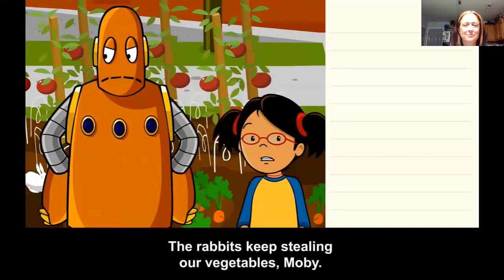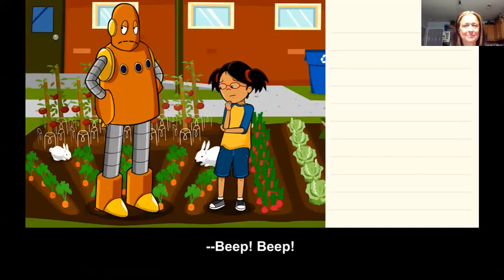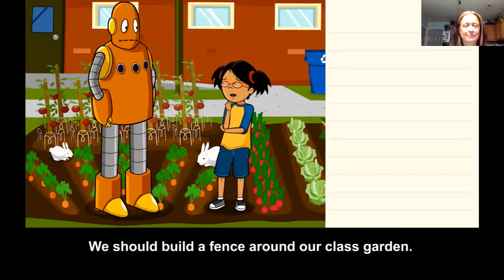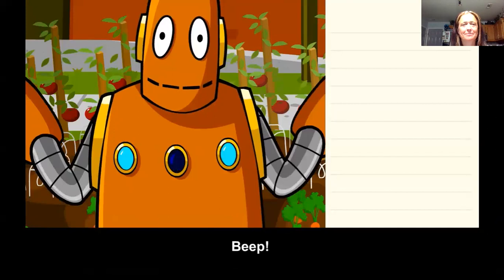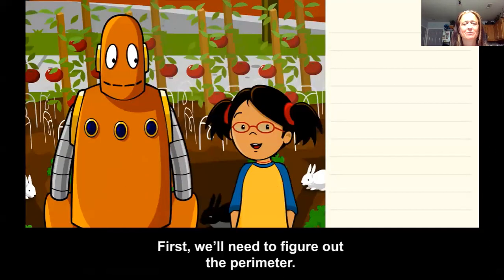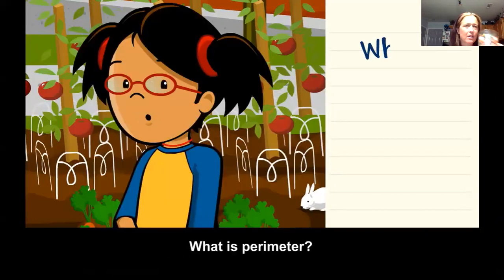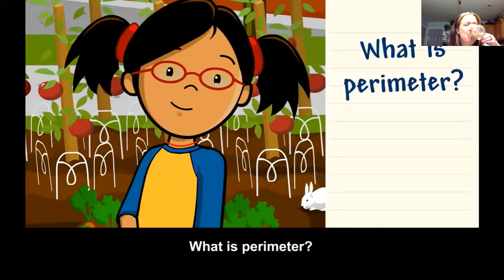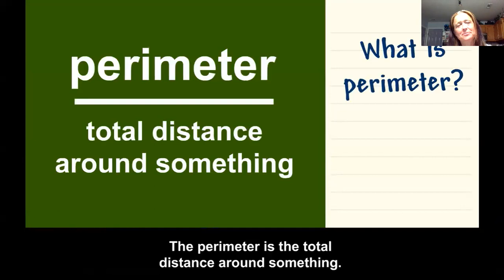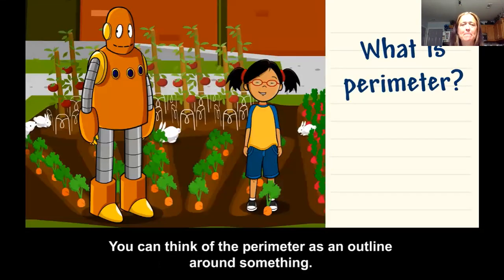The rabbits keep stealing our vegetables, Moby. We should build a fence around our class garden. First, we'll need to figure out the perimeter. What is perimeter? The perimeter is the total distance around something. You can think of the perimeter as an outline around something.